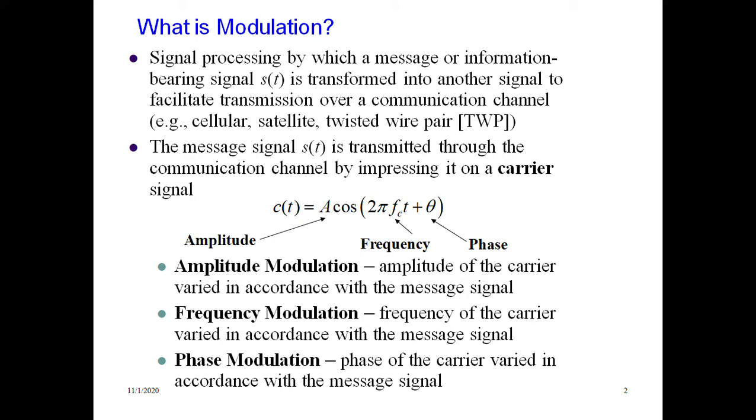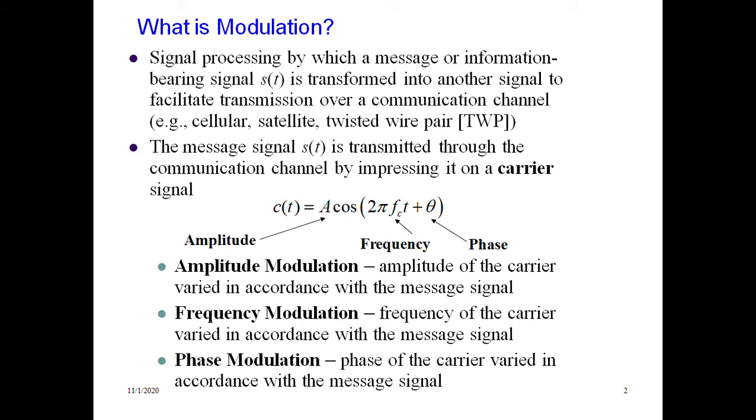And what is modulation? Basically, it is a process of a signal. So we are processing the signal that has a message or information, which is represented by s(t), to be transformed into another signal. After we process, it becomes another signal. Why? To facilitate the transmission over a communication channel. So we know that there are two types of channel, wired and wireless. In order for that particular signal to be transmitted, it has to be transformed or changed.